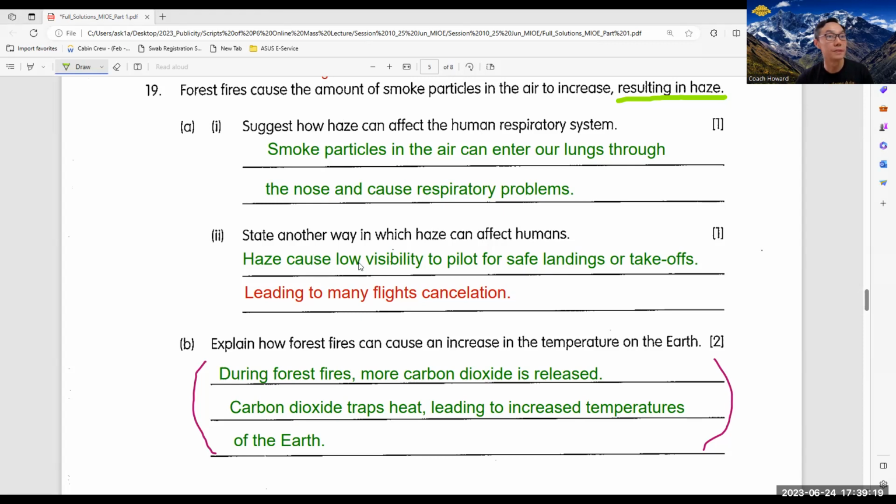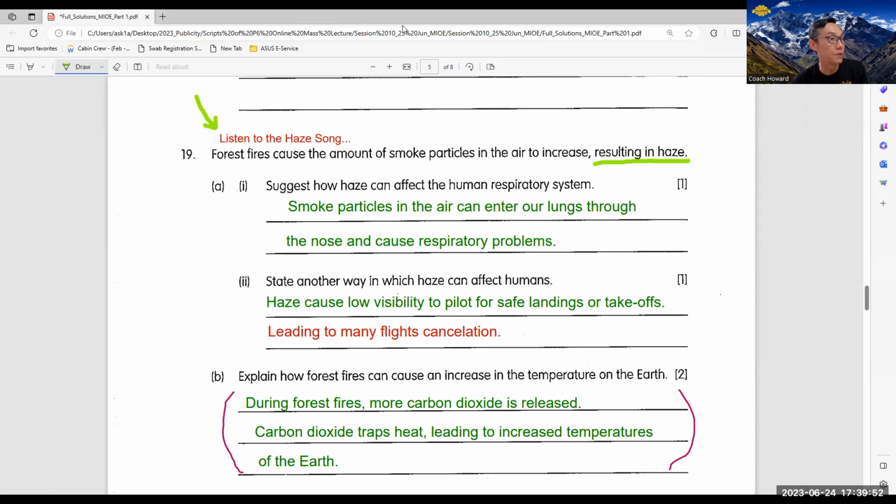Okay, coming back here. So I send the link to the Haze song. Okay, so during forest fire, more carbon dioxide is released. Carbon dioxide traps heat, leading to increased temperatures of the earth. Okay, or on the earth, if you might like it. Okay, so this part, I listen to Haze song. The chat here, send to everybody.